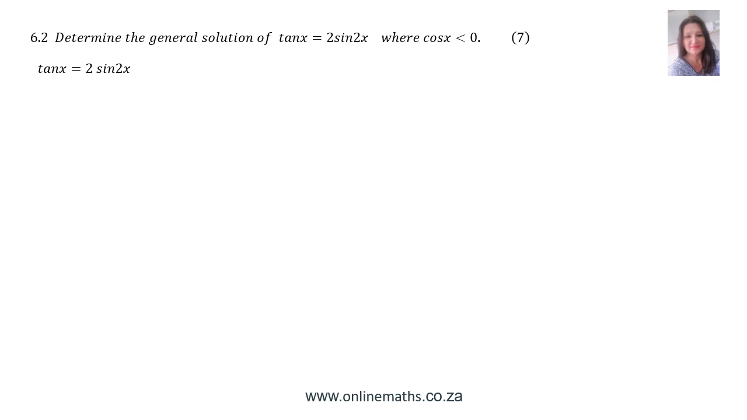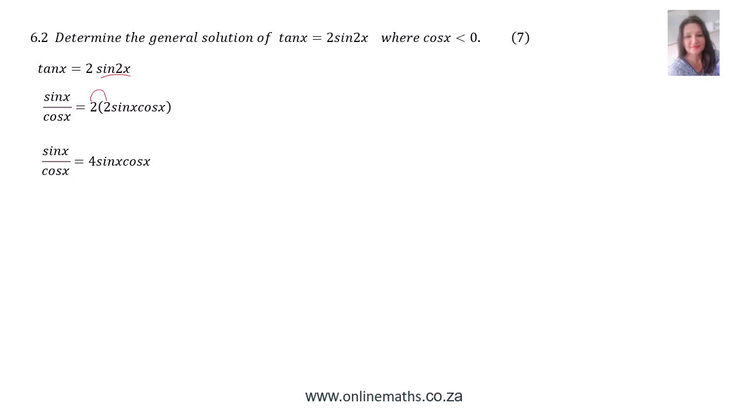(6.2) To determine the general solution of tan x is equal to 2 sin 2x where cos x is smaller than 0. So tan x, the quotient identity is tan x is sin over cos. And then also there on sin 2x, that's the double angle. And there's one solution, 2 sin x cos x. And then in the next step, I'm going to multiply in that 2. 2 times 2 is 4.